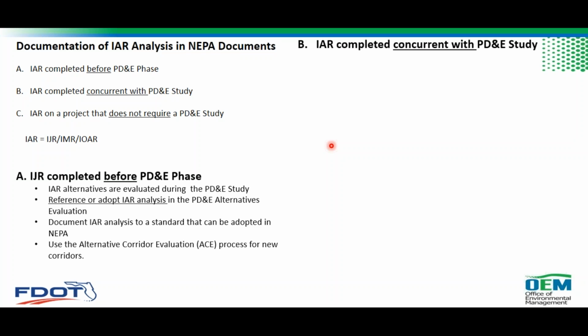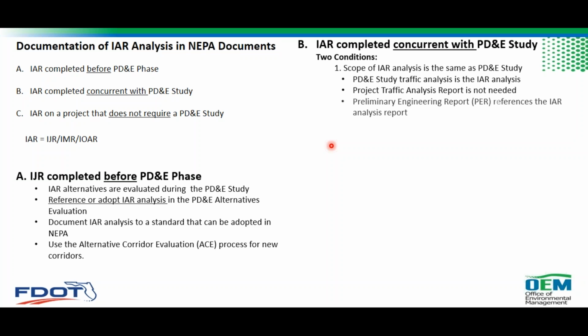For IAR completed concurrent with the PD&E studies, we have two conditions, as I said before. The scope of IAR analysis is the same as the PD&E study. This is an easy one, which means that the PD&E study is the same as the IAR study. The traffic analysis, which is the bulk of IAR analysis, is the same. So we don't require a separate traffic analysis for a PD&E study. We are going to use the same traffic analysis which is being used to approve the interchange modification or the new interchange. The preliminary engineering report will reference the IAR analysis report, and then the NEPA document will appropriately summarize the alternative analysis.